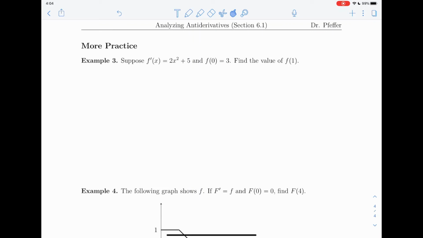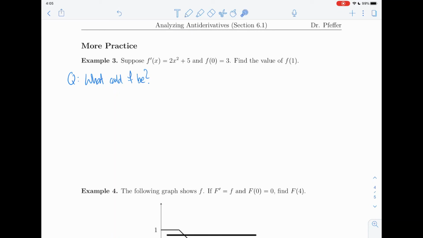For example, here we have a slightly different function. Here we're told that a function's derivative is 2x plus 5. And we're given an initial condition that whatever the antiderivative is of f prime, we know that its evaluation at 0 needs to be 3. And so the question is, what is f of 1? So for this question, the first thing we're going to ask ourselves is, what could f be?